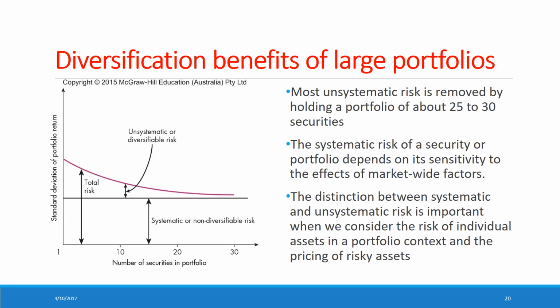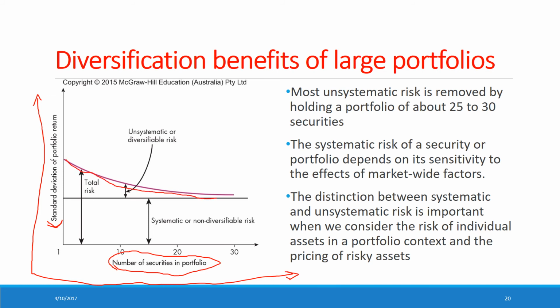So to show the relationship between systematic risk and unsystematic risk on the graph, this is what we have. On this graph here, we have on the vertical axis the standard deviation of portfolio return, or the total risk of the portfolio. On the horizontal axis, we have the number of securities, or the degree of diversification in our portfolio. The downward sloping curve here shows us that when we have more securities in our portfolio, the total risk of the portfolio would reduce, and the source of reduction is from the unsystematic risk component, right?